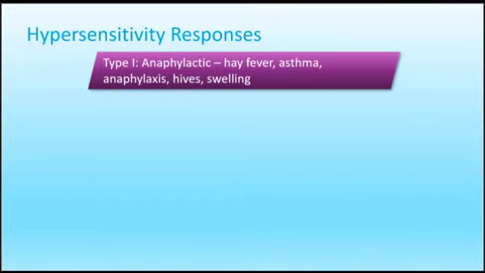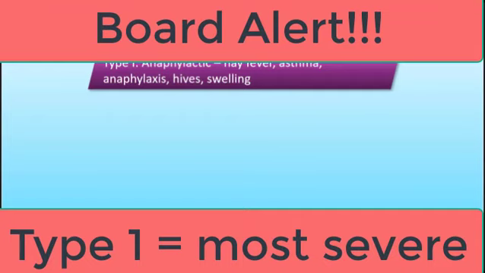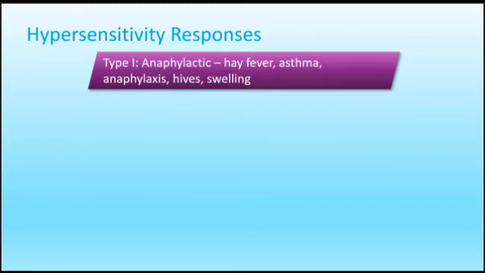Okay, moving on to hypersensitivity responses. Hypersensitivity simply means allergic response. There are 4 basic types of hypersensitivity that occur. The first one is going to be type 1, and this is going to be a board alert. Type 1 is the most severe. It's going to happen almost immediately. When our body encounters an allergen, we release IgE, which binds to the mast cells and releases histamine. So this can cause anaphylaxis, hay fever, asthma, hives, swelling.